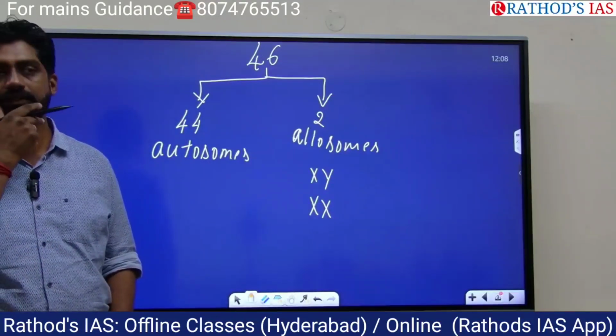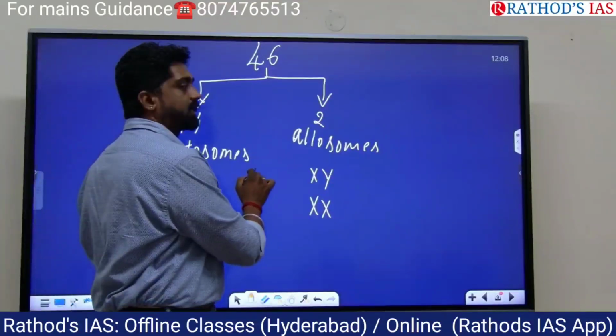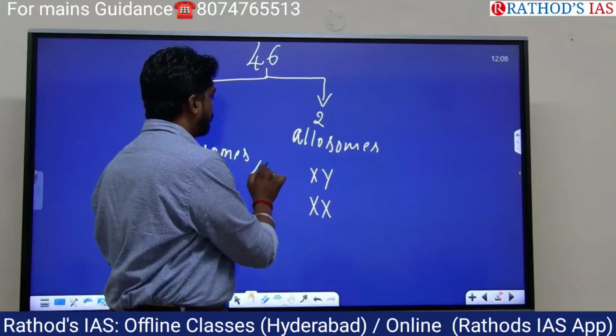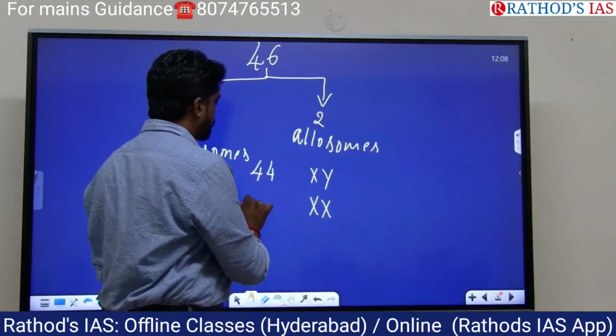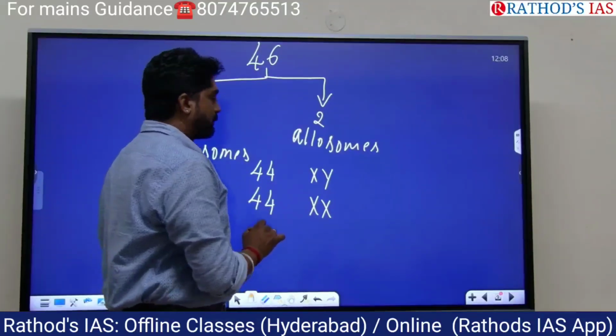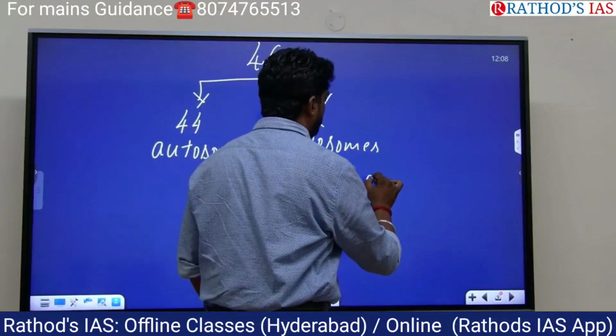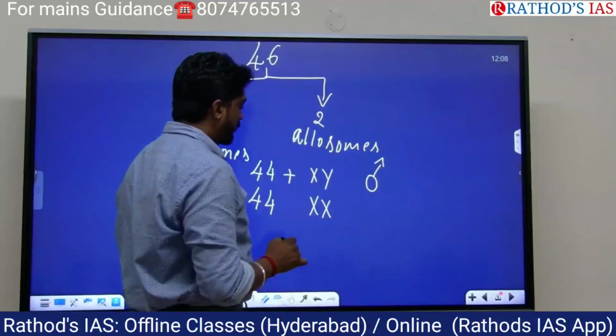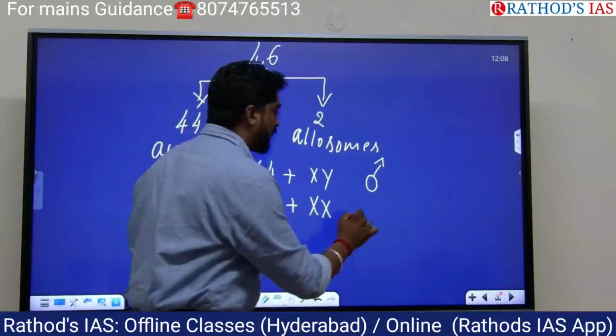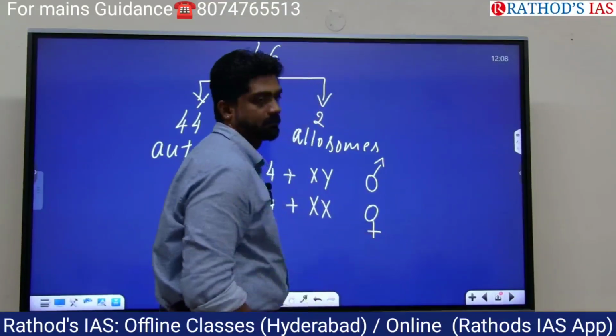Okay, clear, guys? But these autosomes will be the same. Autosomes will be 44, the same. But this 44 autosomes with XY chromosomes, it will become what? Male. If these 44 chromosomes are with XX, it will become what? Female.